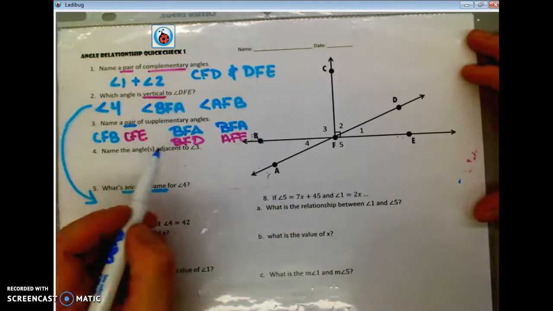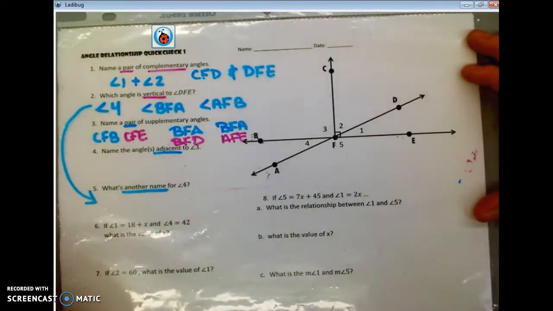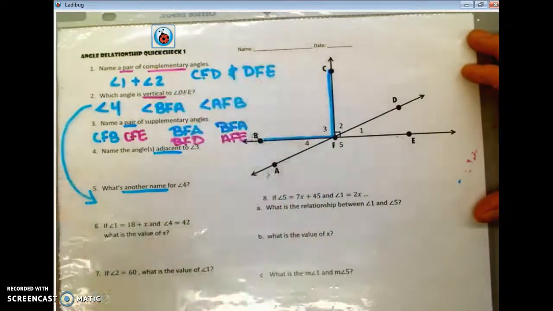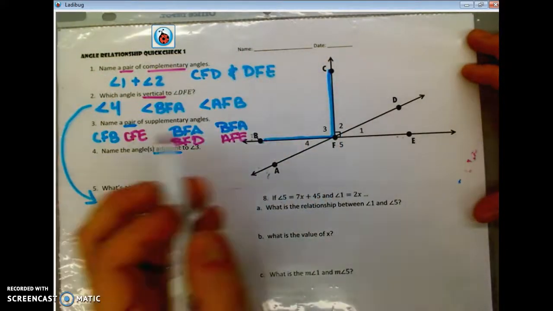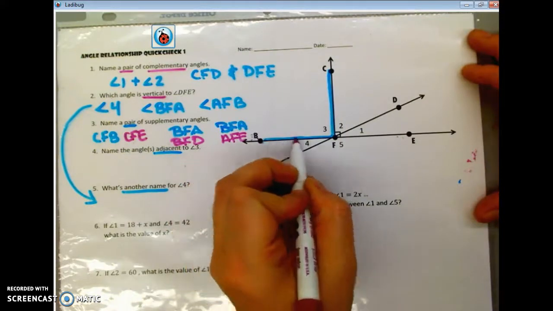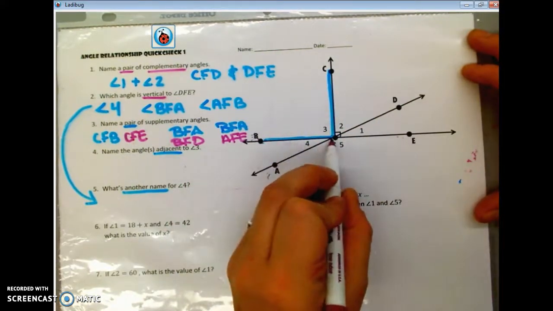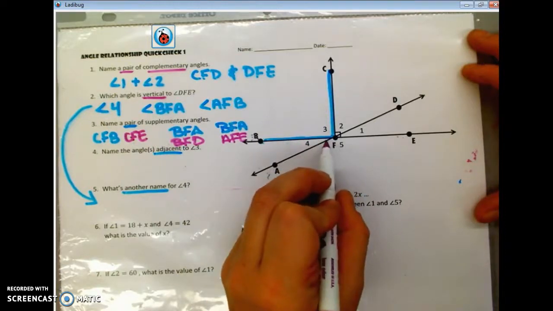All right, adjacent means next to. So here's angle 3. Which angles are next to it? Some people told me BFD. Well, yes, it's true. It shares a side and a vertex. They're overlapping. It's not next to.